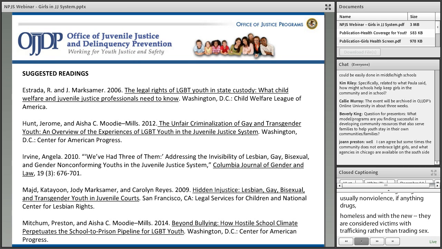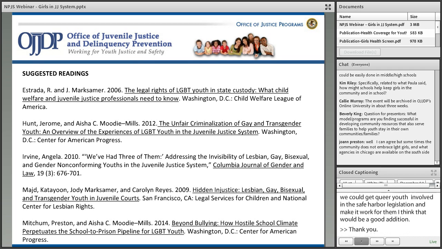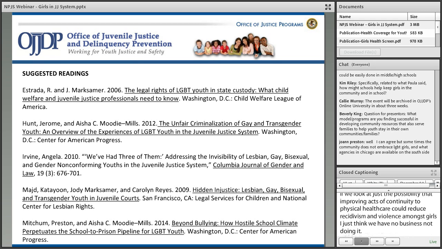Great, thank you. Can I just add something really briefly? If we look at the possibility that improving access and continuity to physical health care could reduce recidivism and violent offending amongst girls, I just think we have no business not doing it. If we talk about prevention, if we talk about keeping kids out of juvenile justice, let's do these kinds of interventions, assessments, screenings, trainings very early on in middle schools and late primary schools.